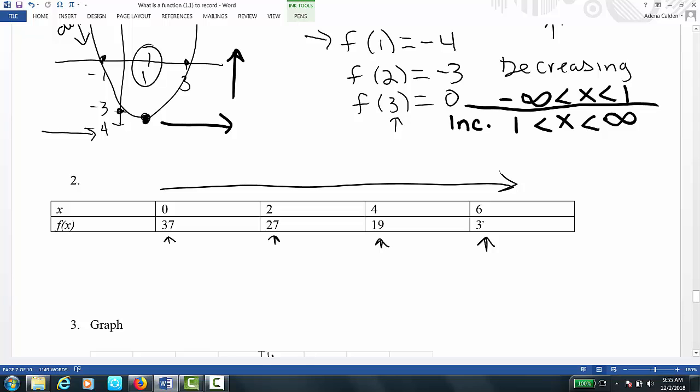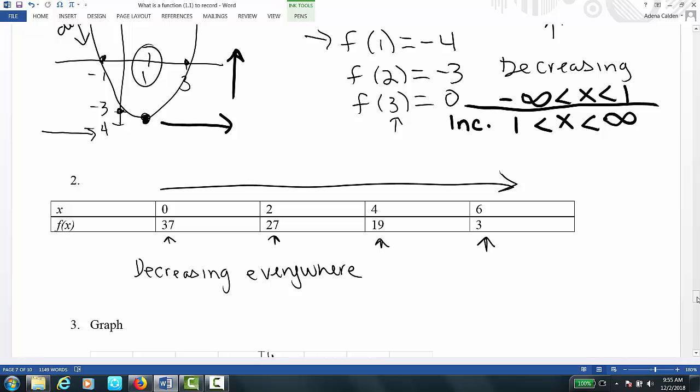So this function for this table is decreasing everywhere. And we can write that. We can say decreasing everywhere. Okay, so when you have a table, you need to look at the dependent values and see whether they're going up or going down. And that will tell you where that table of data is increasing or decreasing.